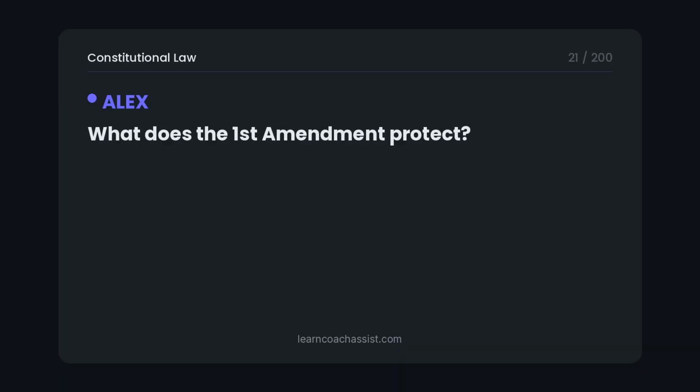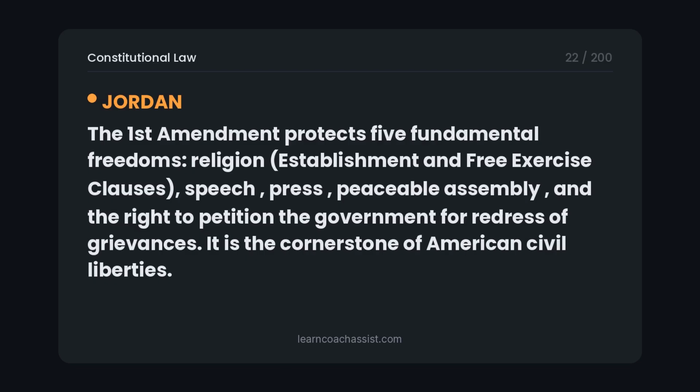What does the First Amendment protect? The First Amendment protects 5 fundamental freedoms: religion, establishment and free exercise clauses, speech, press, peaceable assembly, and the right to petition the government for redress of grievances. It is the cornerstone of American civil liberties.